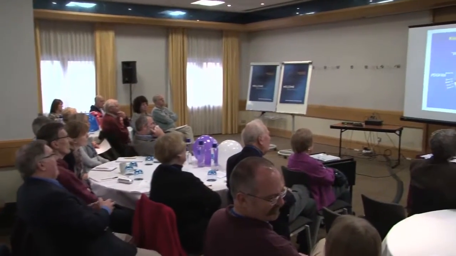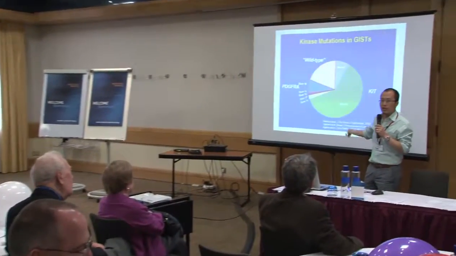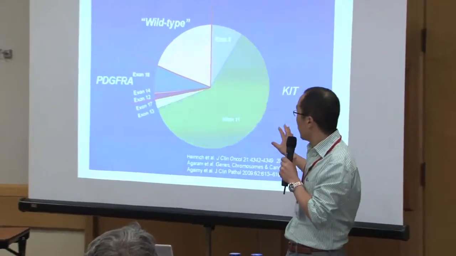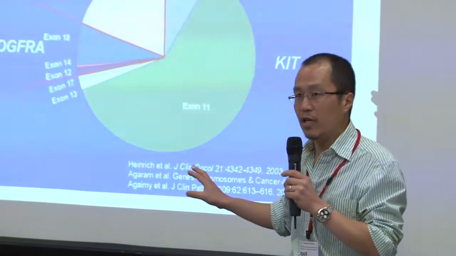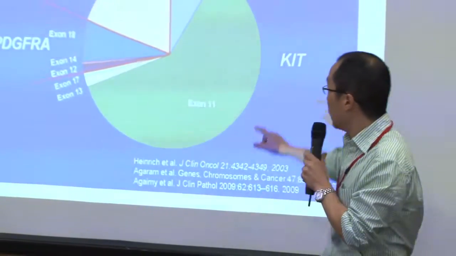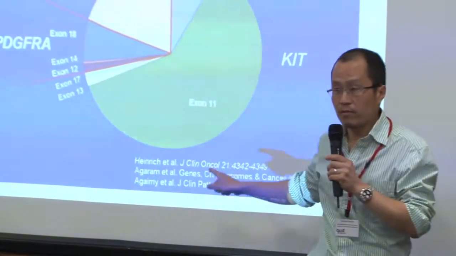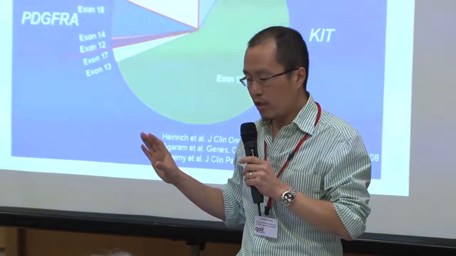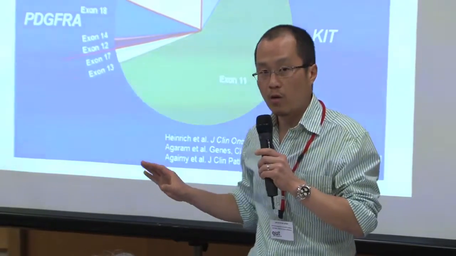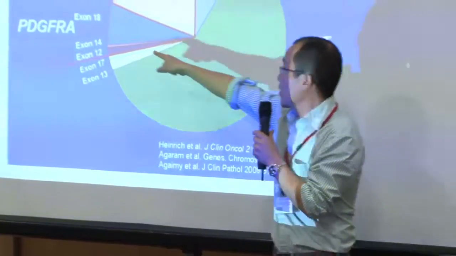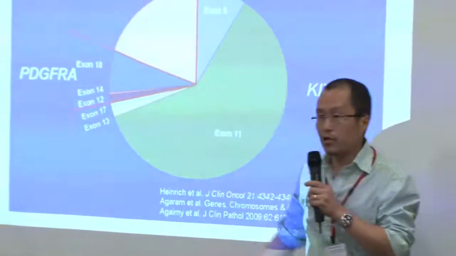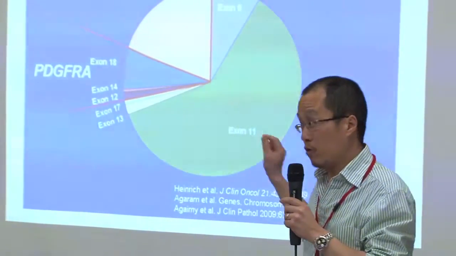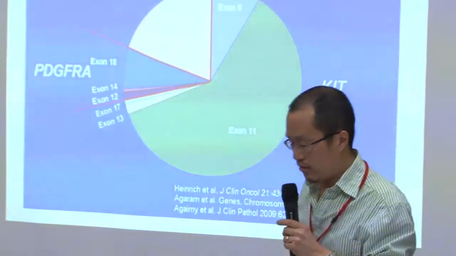So, this pie chart will vary according to which study you look at. But it's roughly similar in the sense that about three quarters of GISTs will harbor KIT mutations, thereabouts, and by far the most in exon 11. And then of the remaining quarter, about a third or half of those will harbor PDGFRA mutations, and mainly in exon 18. And then there are the remaining wild-type GISTs, and we will definitely come back to talk about those a bit later on.